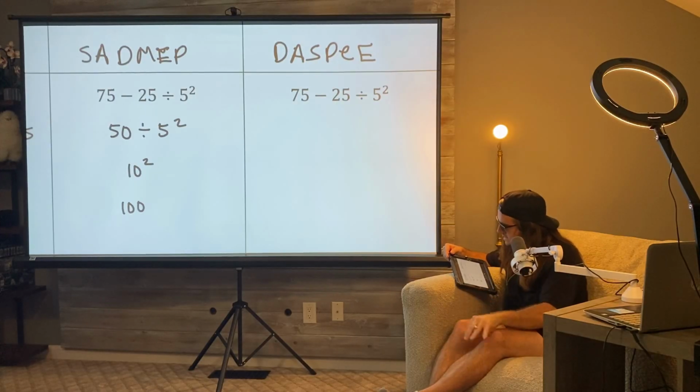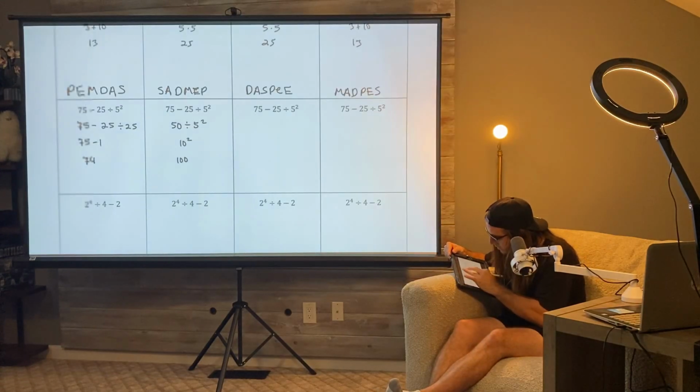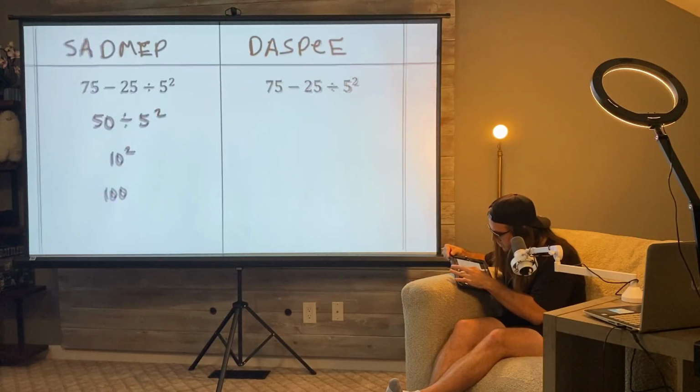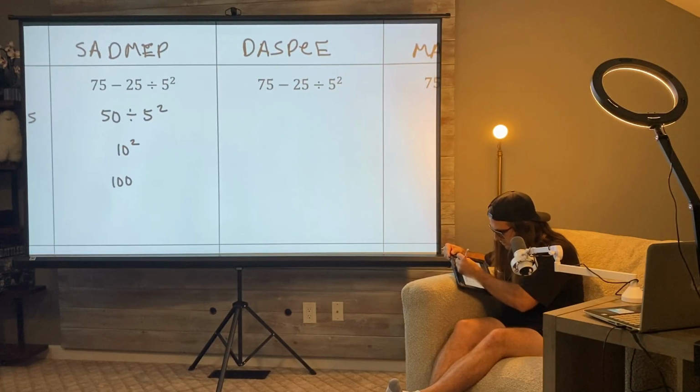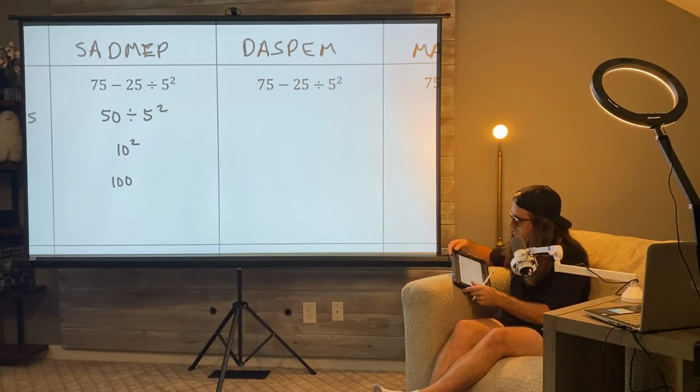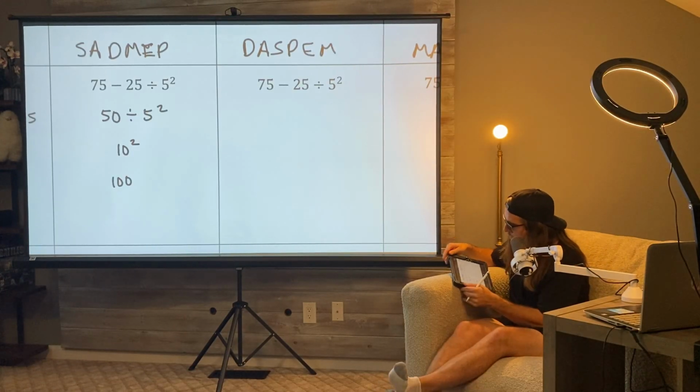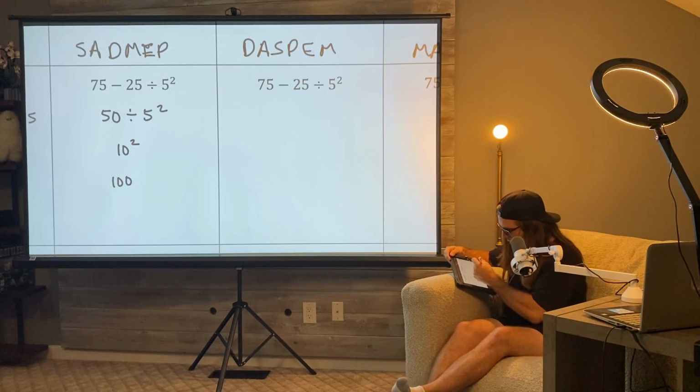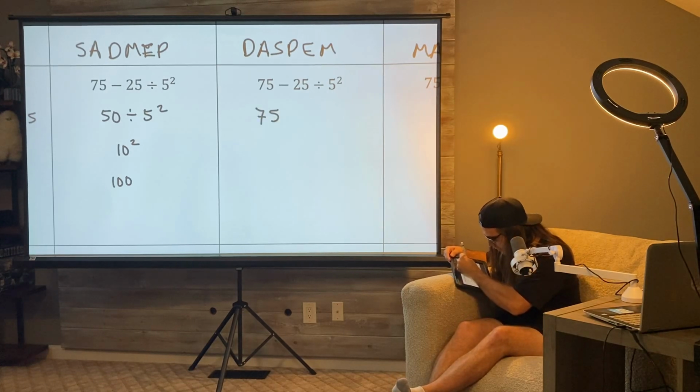All right, this is DAS. Whoa, I didn't copy that one right. The last letter is supposed to be M. Let us fix that. EM. So according to this, we need to divide first. Interesting. So this would be 75 minus 25 divided by 5 is 5.